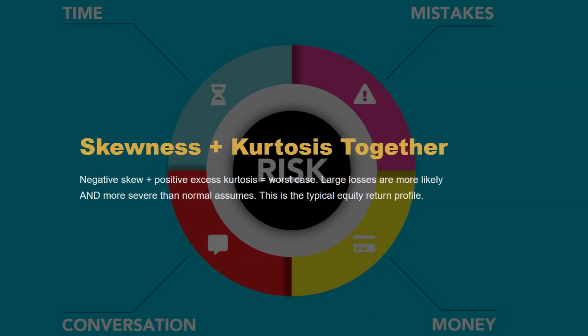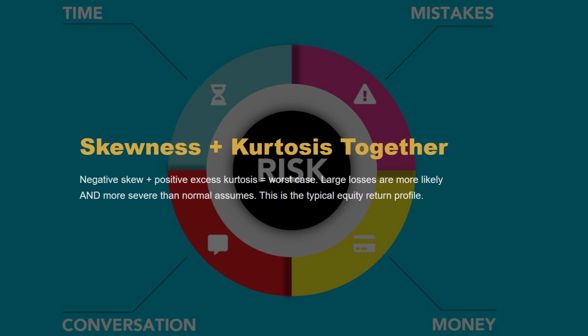Combining skewness and kurtosis gives you the full picture. If a return distribution has negative skew and positive excess kurtosis, that is the worst combination for a risk manager. Negative skew means the crash tail is longer. Positive excess kurtosis means both tails are fatter. Together, they mean large losses are more likely and more severe than a normal distribution predicts. This is the exact profile of most equity markets.